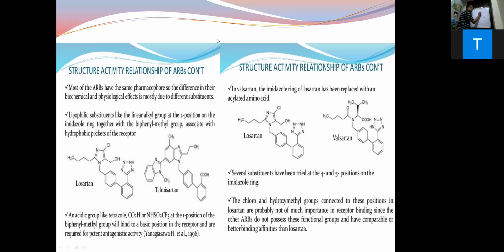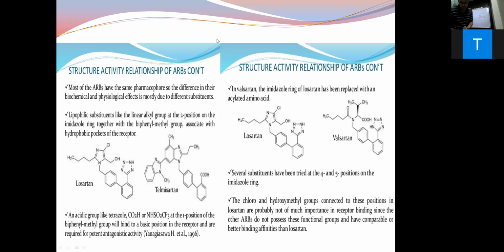What is acylated? It forms an acyl. And what is that acid? It's a butyric acid, CH2, CH2, CH2. 1, 2, 3, 4, 5, 6. Okay, and an amino acid. So your imidazole is replaced by an acylated amino acid. So this is the structure of your valsartan.